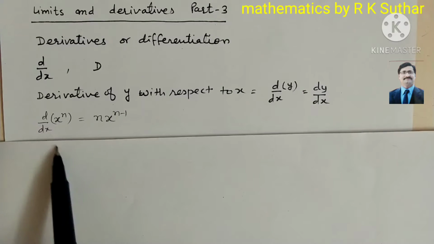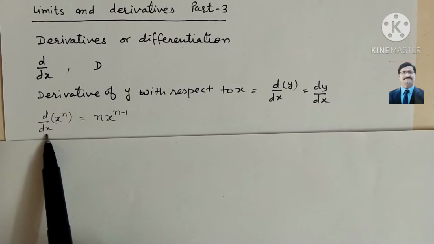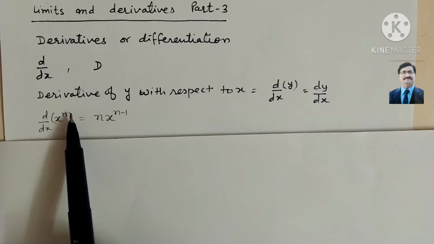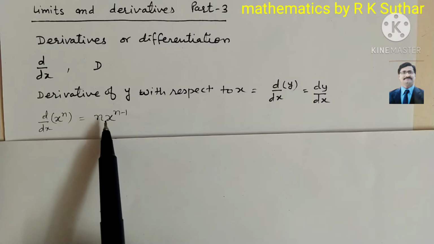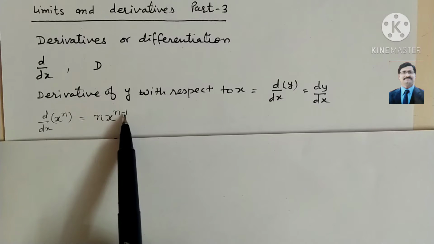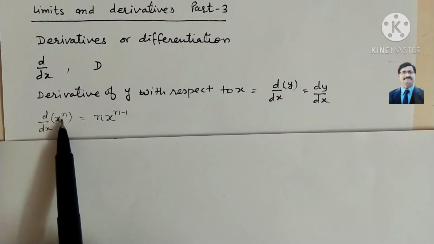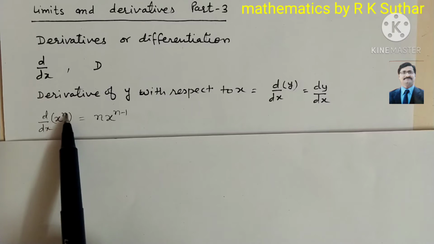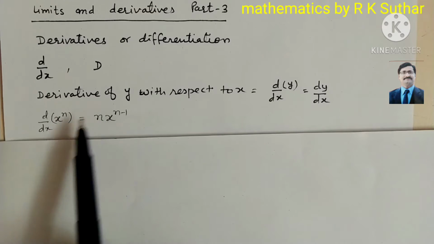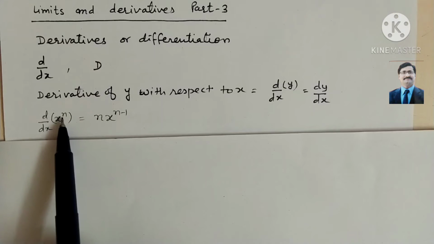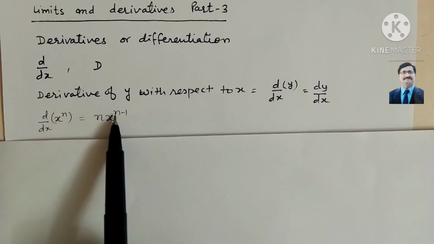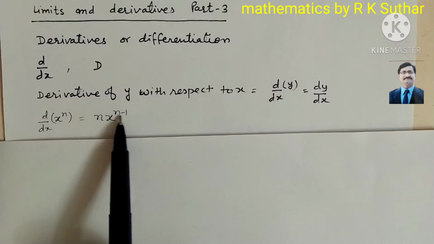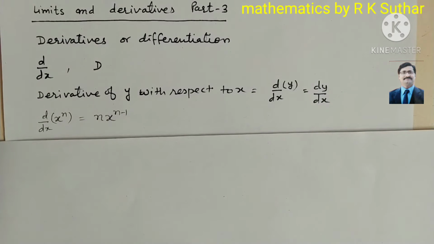Okay, next we have an important formula: d by dx of x power n equals n x power n minus 1. What is this formula? Look here, whatever the power of x power n is, you write this power first, then you write x as it is, and then you reduce the power by 1, meaning n becomes n minus 1.